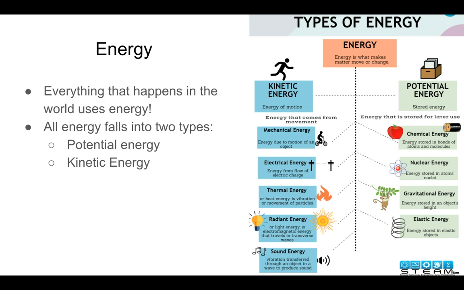You can see this graphic to the right here, and we have two different types of energy, potential and kinetic, and then the types of energy that kind of fall into those categories. Now, potential energy is stored energy and kinetic energy is the energy of motion. Today, we're going to talk about different types of these things and how they are defined.